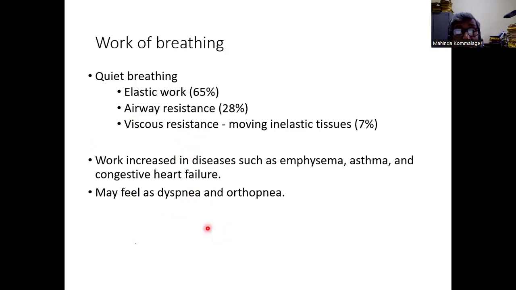When the work of breathing increases, we feel it as dyspnea, difficulty of breathing. We get that feeling when the work of breathing increases. We need to put in extra effort basically for breathing, right? Okay.